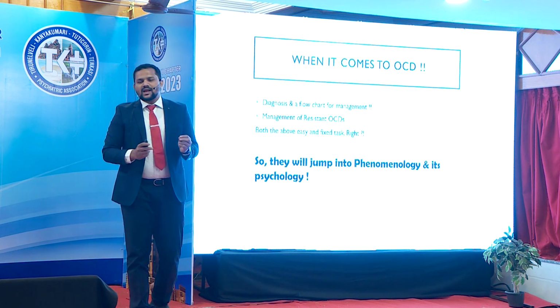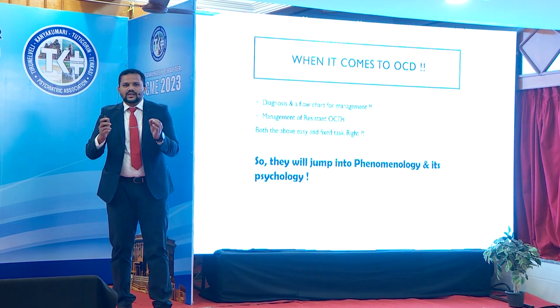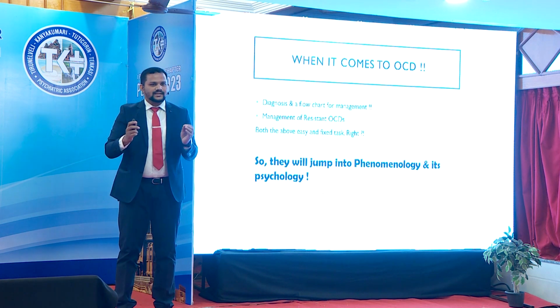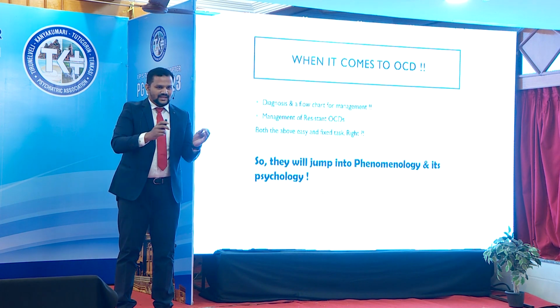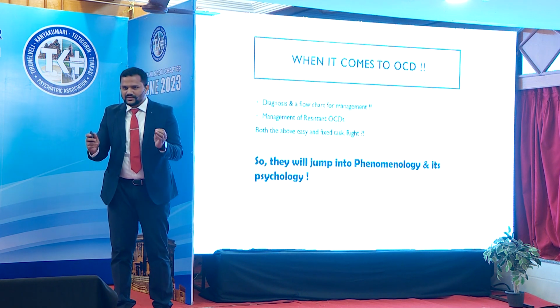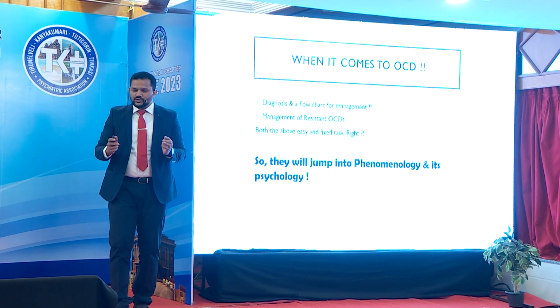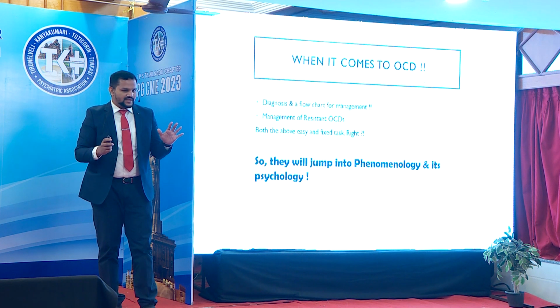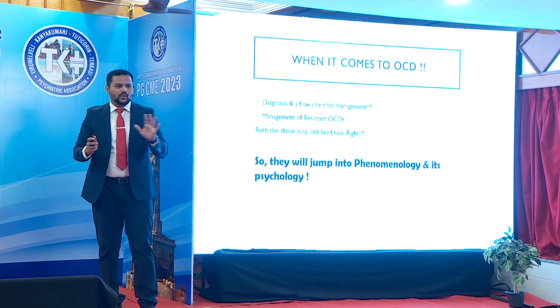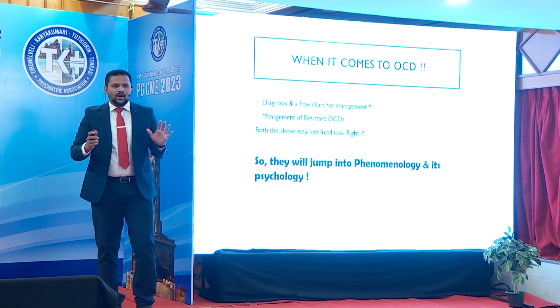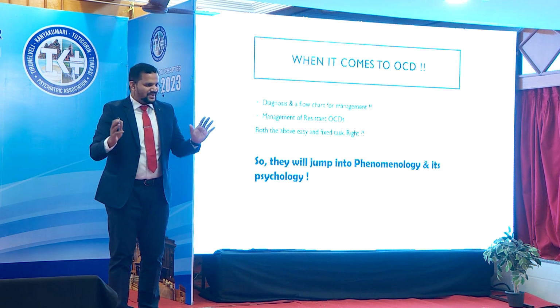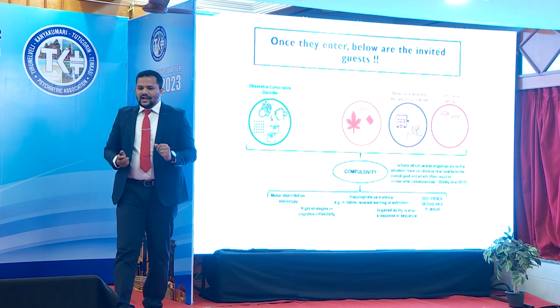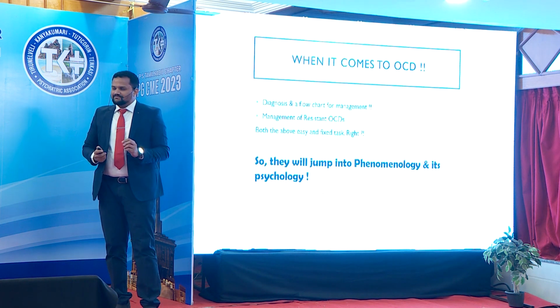Got it? But if you are given a case which has a comorbid OCD, then you will be in a trap. Okay? They will jump into phenomenology and psychopathology, or neuropsychology or cognition, whichever way they may take. I hope I am not too judgmental about the examiners, but these are my predictions. So where will they go?